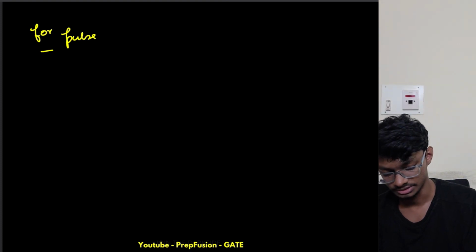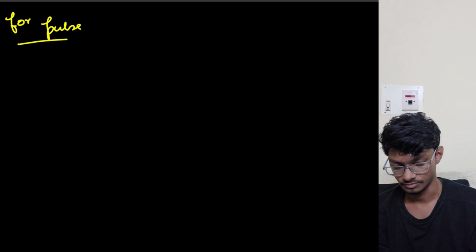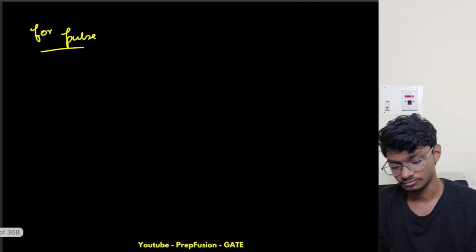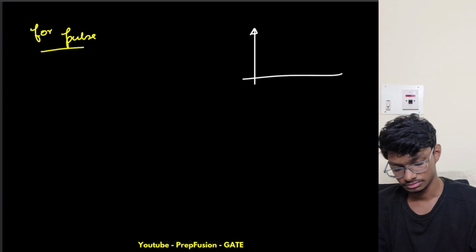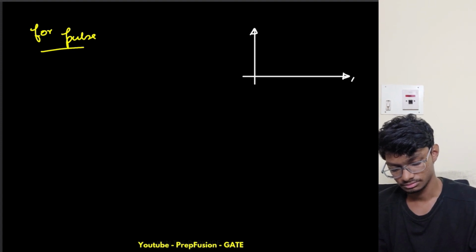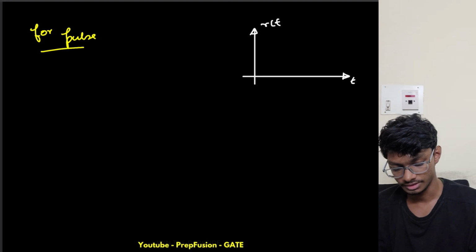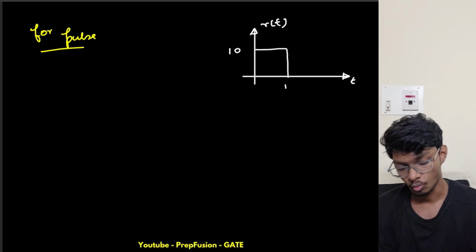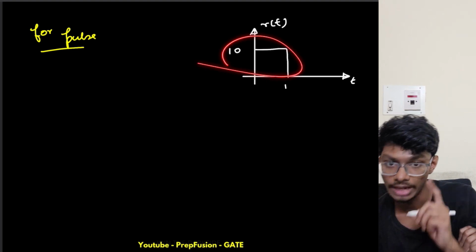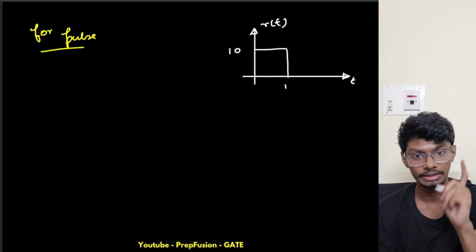Can you write the Laplace transform? So how to write the Laplace transform for a pulse input? Okay, that also we'll see. This is my r of t input, and this is the pulse, and my pulse width is 1 second, and my height is 10. So can we write the time domain expression for this one?